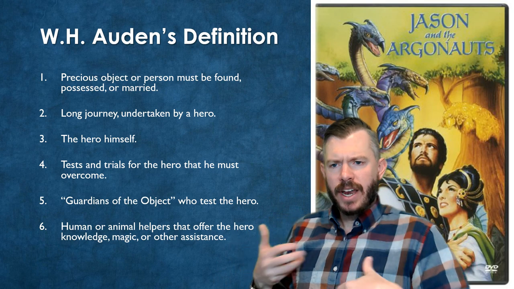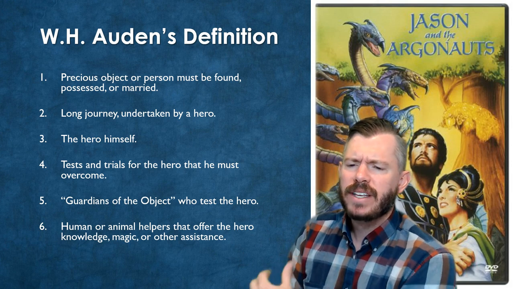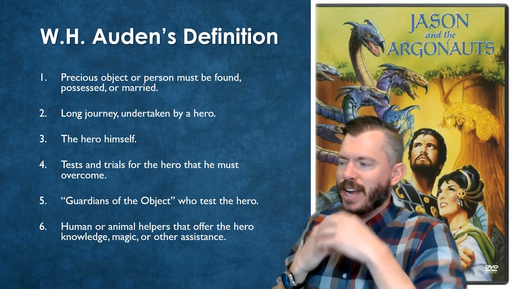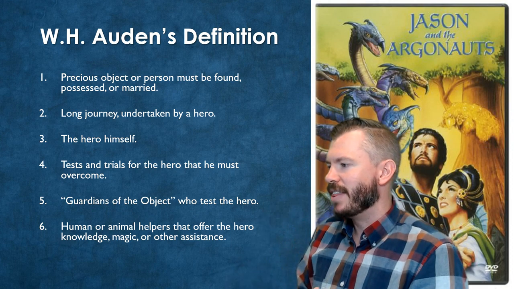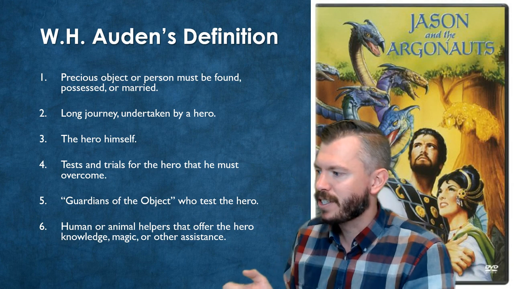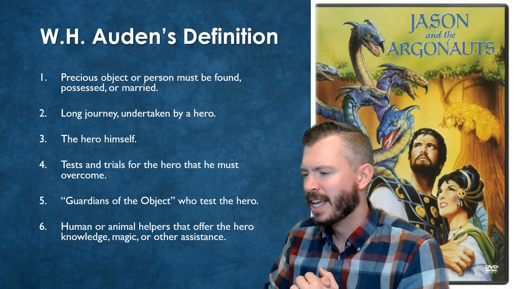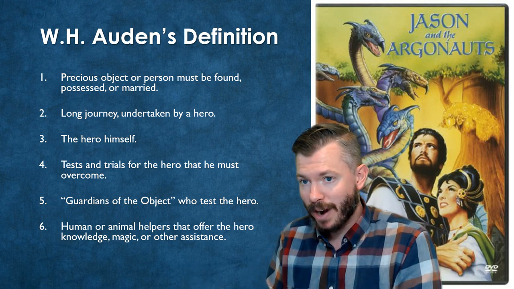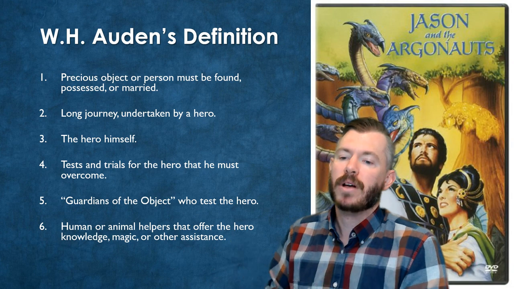Okay, so a number of different scholars have started to define what it is to be one of these quest heroes. This is one of the early ones, and he goes through his list: there's an object or a person that must be found or possessed; it's a long journey undertaken by the hero; there is a hero involved, one particular person to focus on; there are tests and trials; there's somebody who guards whatever that object is, whether it's a person or a material object; and there are helpers along the way. In addition to the monsters or enemies preventing the hero from getting whatever they're after, there are also humans and animals that offer the hero something to help them along their journey.